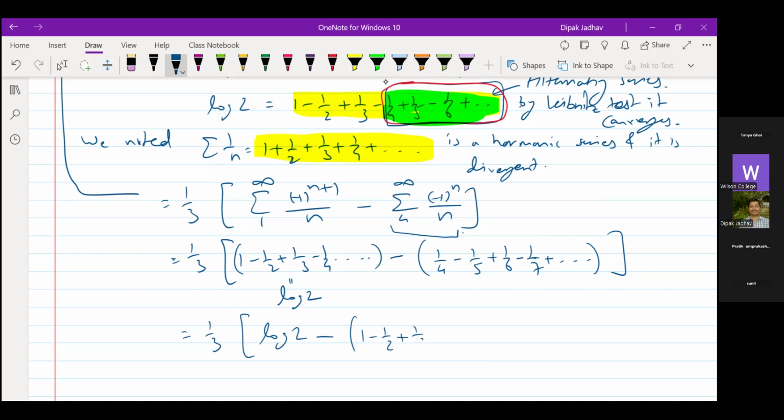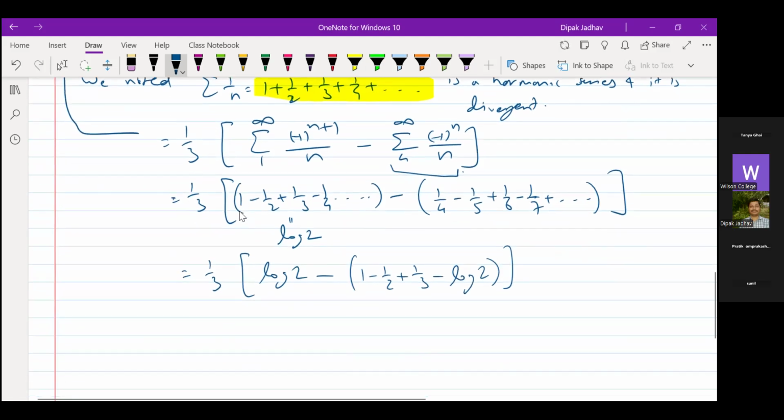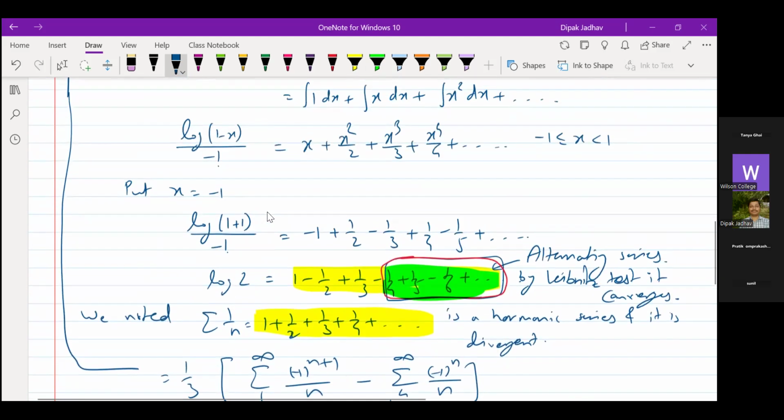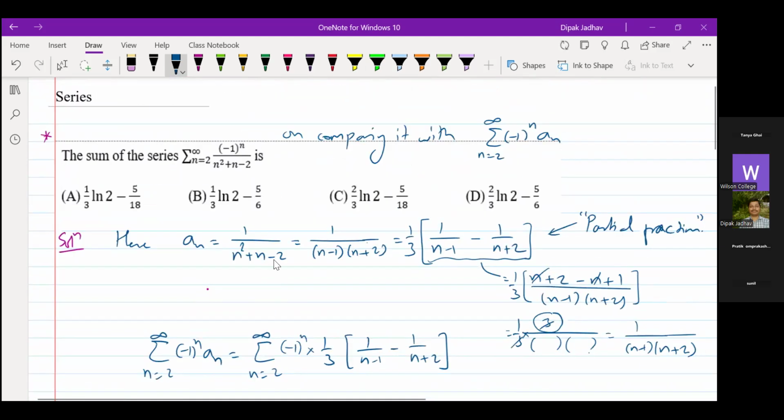We'll have 1 minus half plus 1 by 3 minus log 2, that is 5 by 6 minus log 2. When you open the bracket, you'll get 2 by 3 times log 2 minus 5. So which option? Option D.